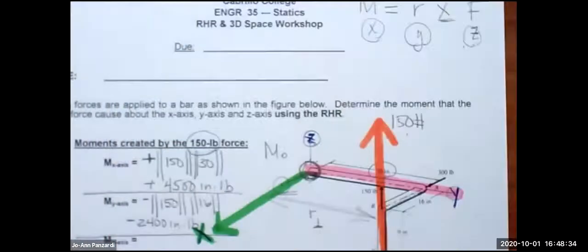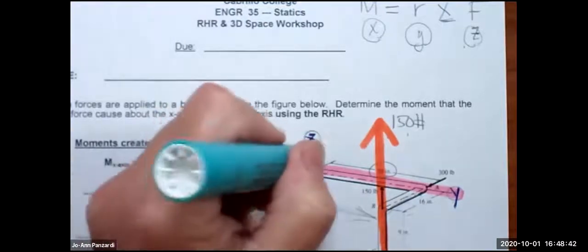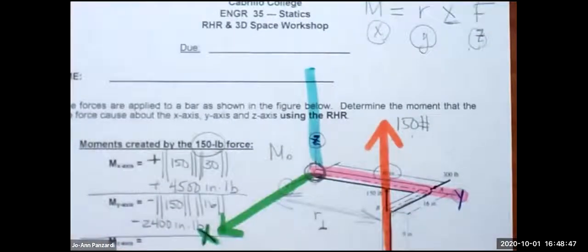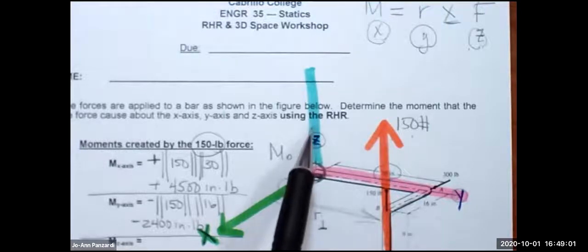Okay, and now we're looking at a different one. Laura, next is Liam. Now we're trying to find the moment about the z-axis. Looking at this force of 150, my first question is, and it should have been in the other two, does the 150-pound force create a moment about the z?